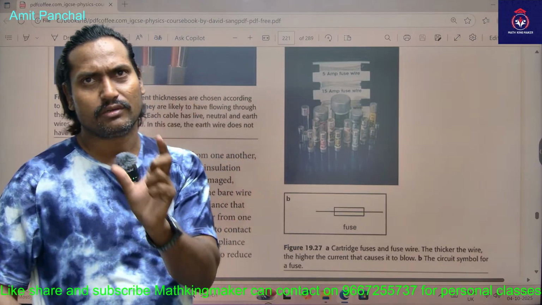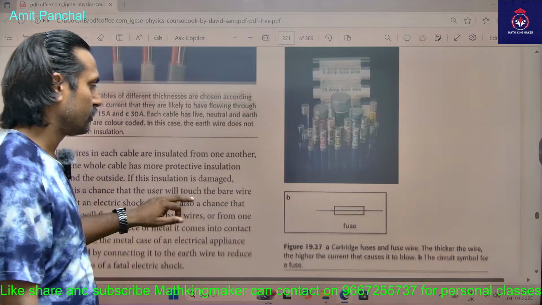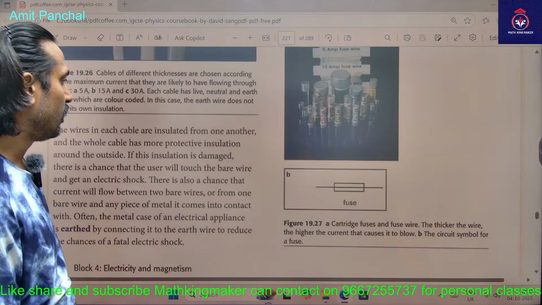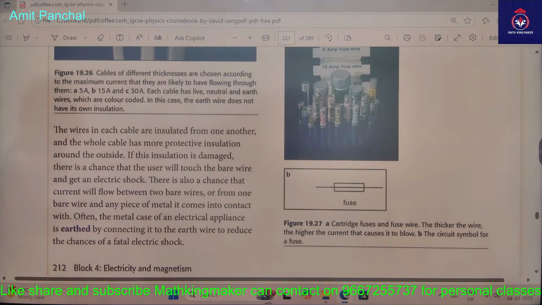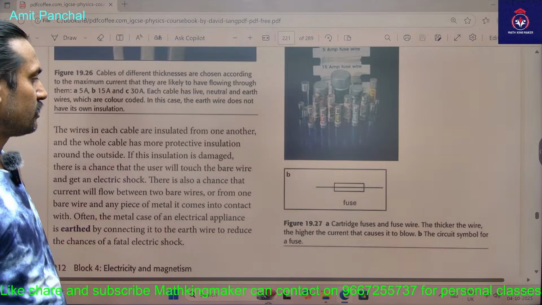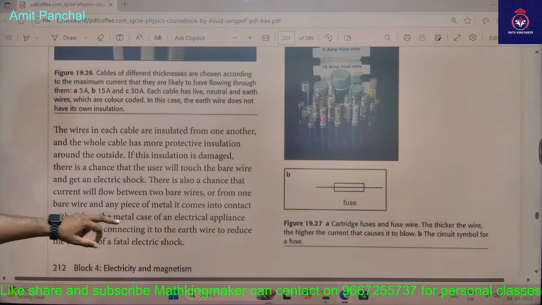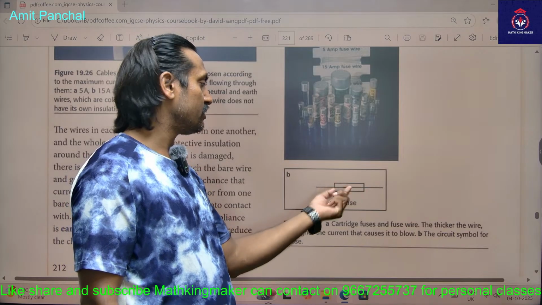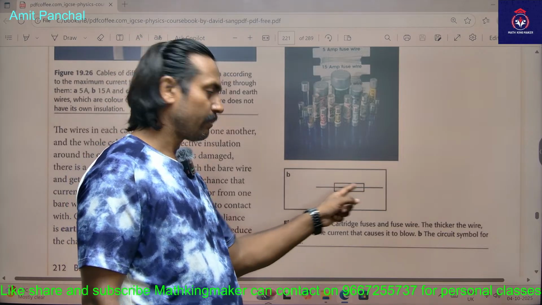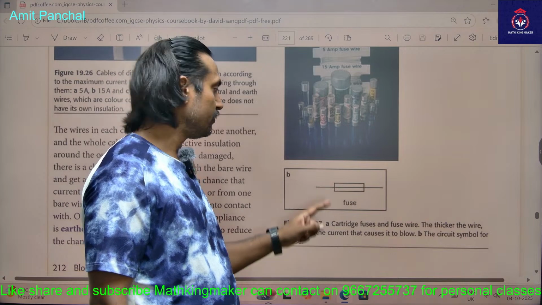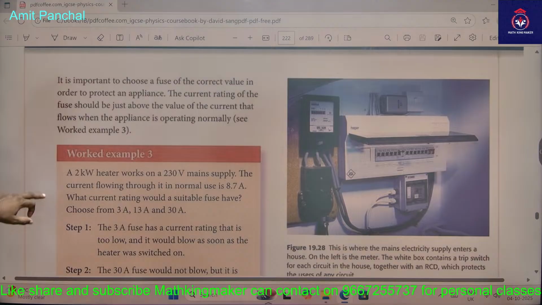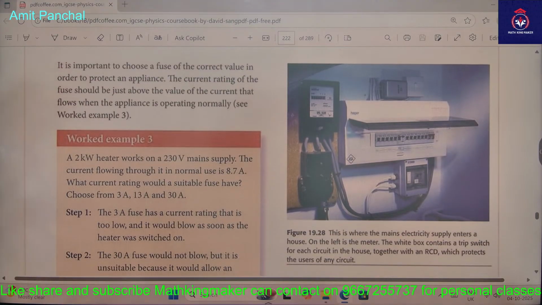It can be seen. So that is called a cartridge fuse and fuse wire. The thicker the wire, the higher the current that causes it to blow. This is the circuit symbol for a fuse. In a resistor, this line is not there, but in a fuse the line goes through all. So it is important to choose a fuse of the correct value.